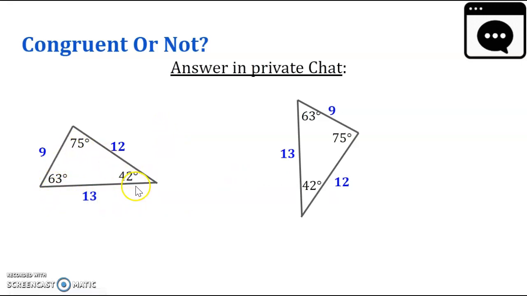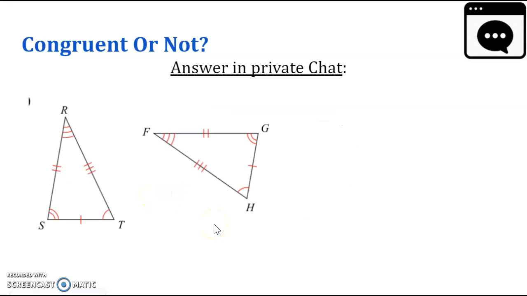63, 75, and 42. 9, 12, 13. They are congruent. It's as if the right figure was rotated counterclockwise to be mapped onto that. Okay, so we can certainly rely on measurements to tell us that they are exactly the same figure. Okay, but is that the only way? No, we're going to level up even one more step. We're going to use notation.